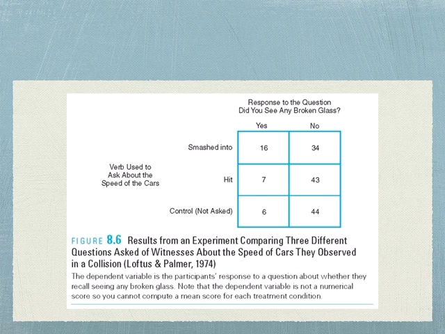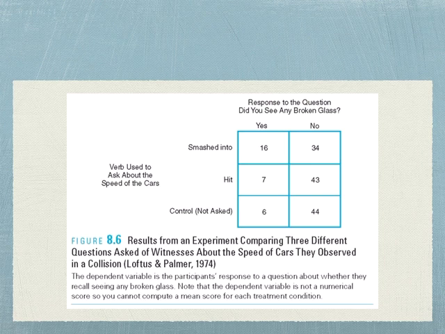Here's another example from your text where they really are dealing with this non-numerical data. This is research from an experiment. We're still dealing with an experiment, we just don't have numerical data. They asked 3 questions of witnesses about the speeds of cars they observed in a collision. The dependent variable was the response to the question. So you got yes or no. Well, I can't calculate a mean on yes, and I can't calculate a mean on no. I get the number of people that said yes and the number of people that said no.